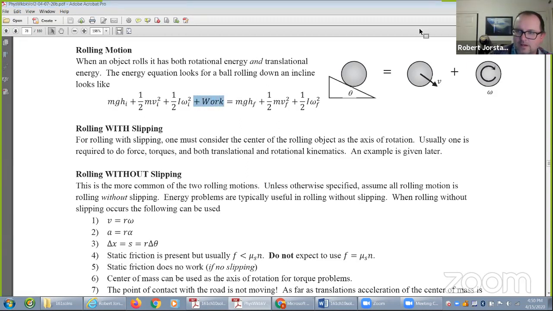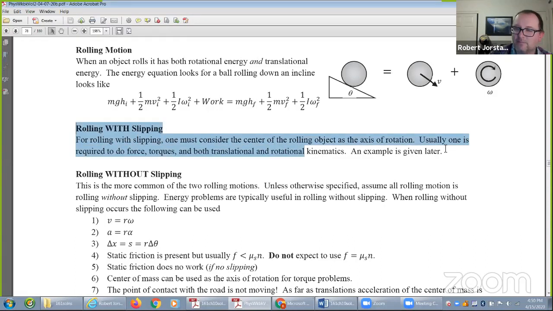Okay. All right. So now there's two types of motion. Rolling with slipping, that's like a bowling ball that's going down the alley and you see it kind of sliding, but also twisting a little bit. That is not going to be on your test 2 or the final exam. Rolling with slipping is not on the test.